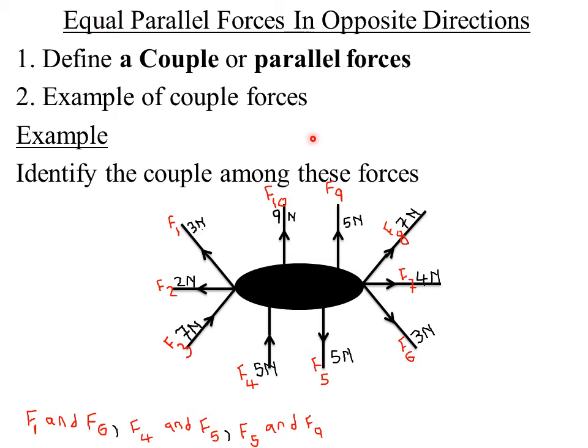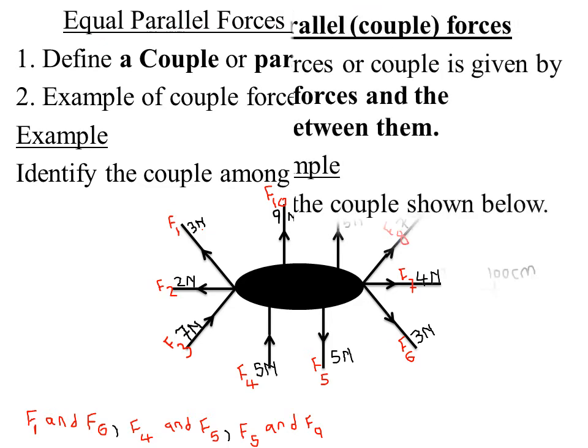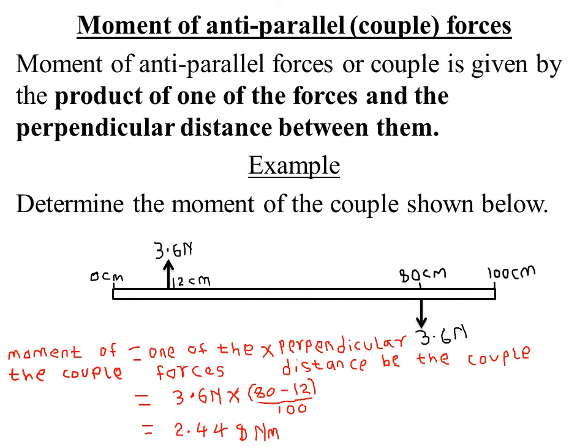So in short, a couple simply refers to a pair of forces which are equal in magnitude, parallel to each other, and lastly moving in opposite directions. Then we look at what we call moment of antiparallel forces, or the couple forces. Antiparallel simply means two forces which are parallel to each other but moving in opposite directions.